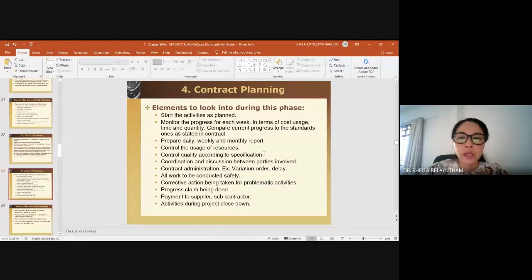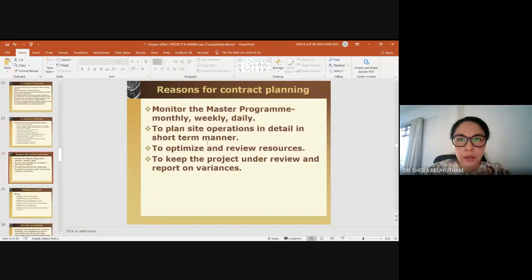Obviously, whatever is on site: start the activity as planned, monitor the progress, prepare daily reports and so on. And the reasons we have contract planning are to monitor the master program, to plan site operations, to optimize resources and so on.